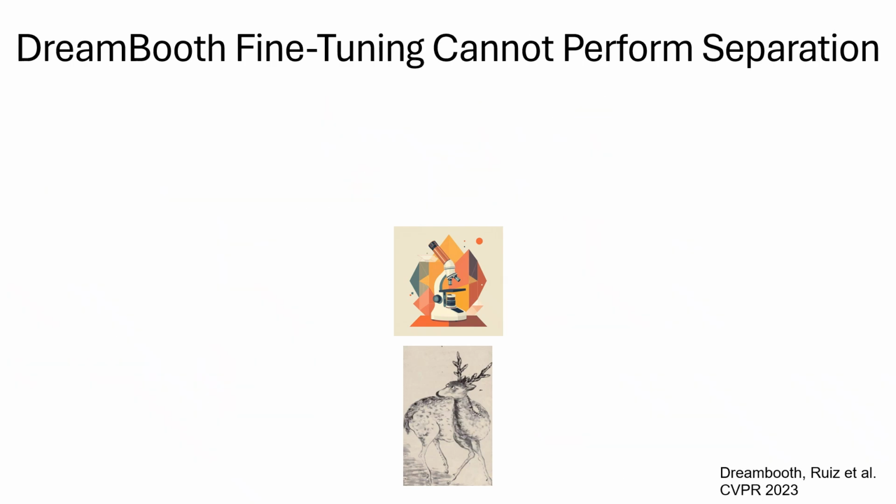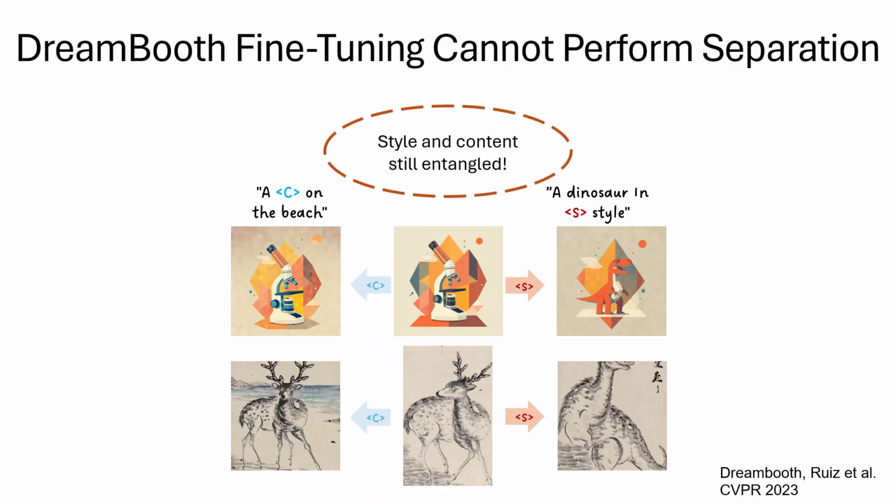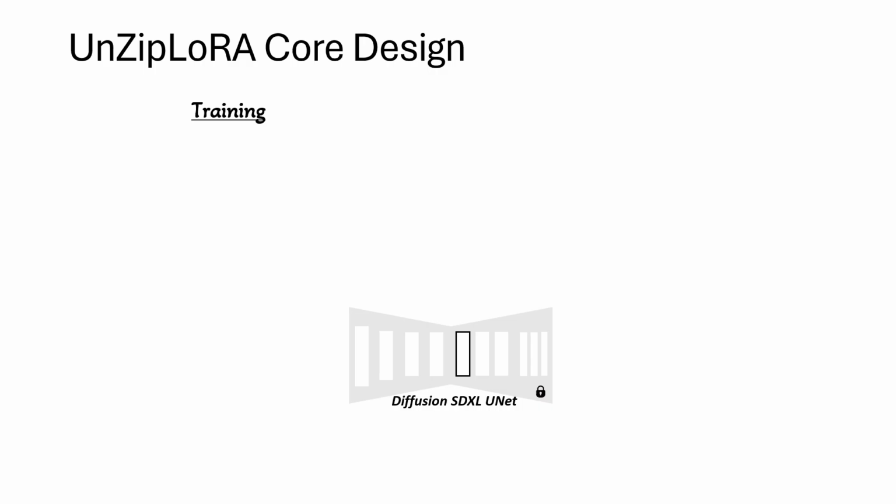Although currently there are many powerful personalization tools like the famous DreamBooth, they suffer from a key limitation. They cannot easily perform this disentanglement of content and style. If we directly use DreamBooth, as we show, the content and style are still entangled. That's why we introduced UnZipLoRA to solve this disentanglement issue.